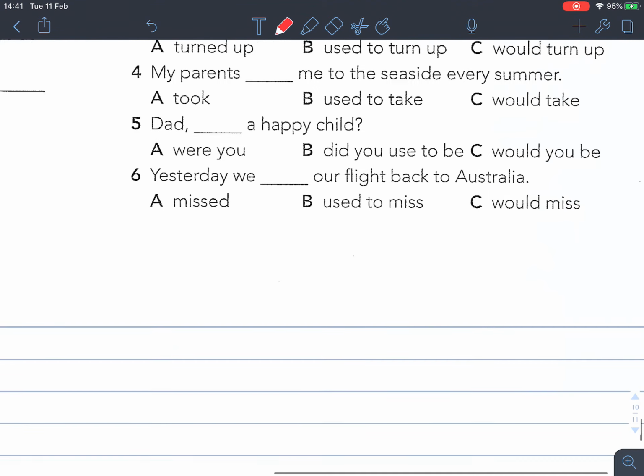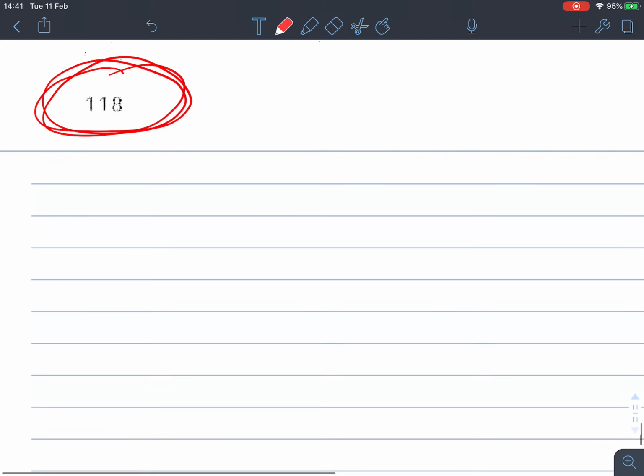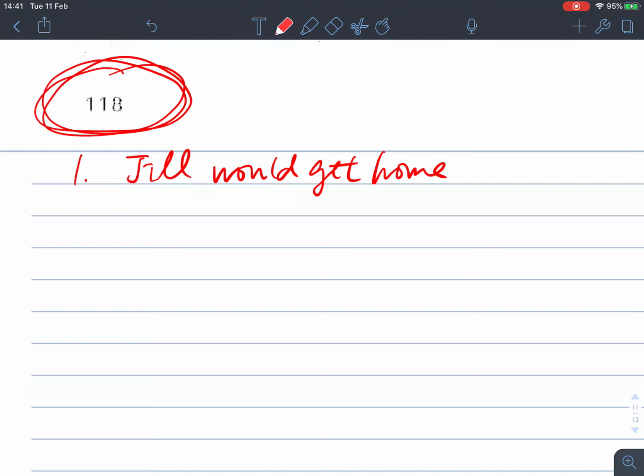Okay, we'll check the answers here. So I'll write it down on single lines here. All right, so question 1, what should that be? So we use would when possible. Okay, so would here, we're going to use it to talk about actions. So the sentence should be: Jill would get home at 7 p.m. every day. So remember, for actions, we can use used to and would, right? But according to the instructions here, we can only use would.